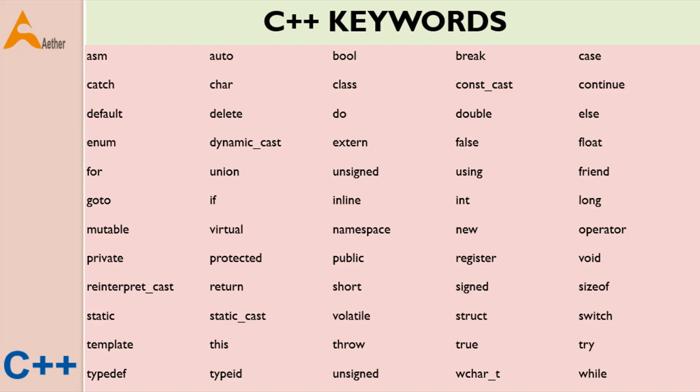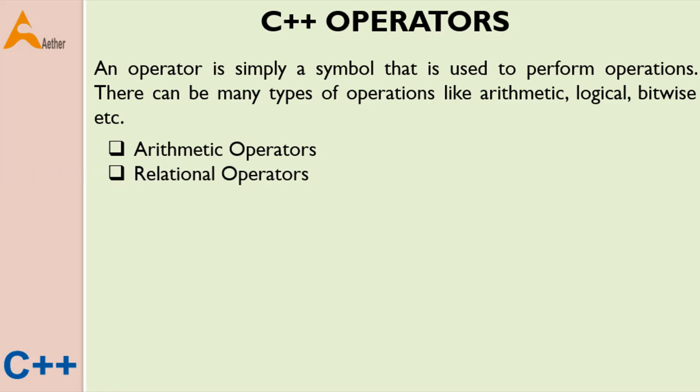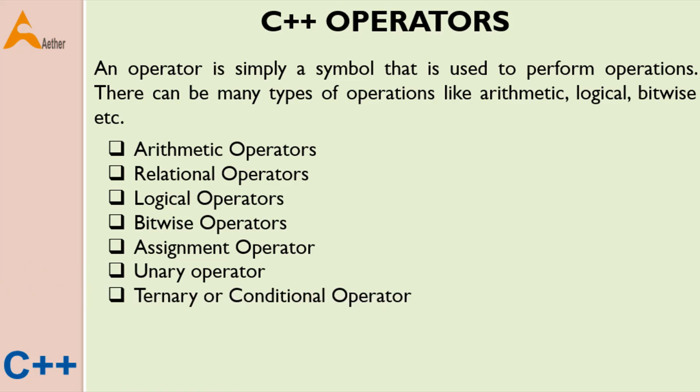C++ operators. An operator is simply a symbol that is used to perform operations. There can be many types of operations like arithmetic, logical, bitwise, etc. There are the following types of operators to perform different types of operations in C++ language. Arithmetic operators. Relational operators. Logical operators. Bitwise operators. Assignment operator. Unary operator. Ternary or conditional operator, and miscellaneous operator.